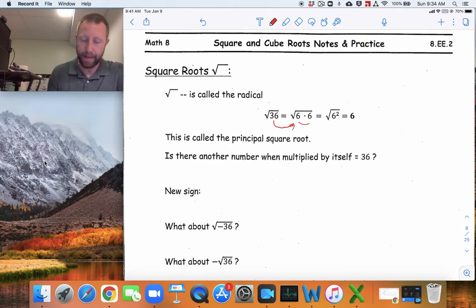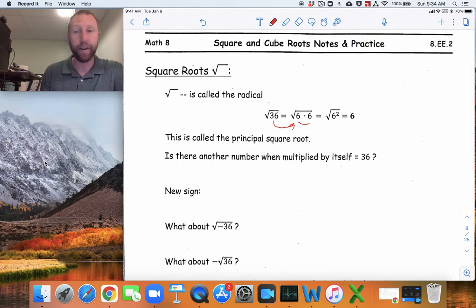We actually talked about this before spring break, but we have a square root symbol and a squared symbol. And those are inverse operations. They cancel each other out, okay? So with those canceling each other out, the only thing that's left is the 6. And that's why it equals 6. So that's called the principal square root.